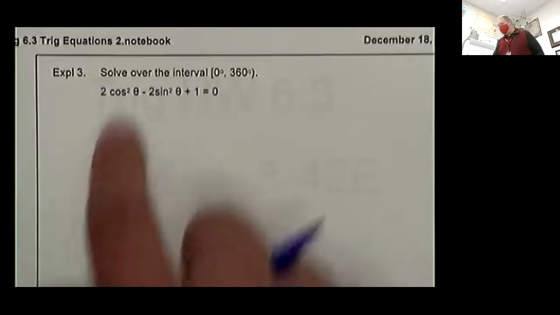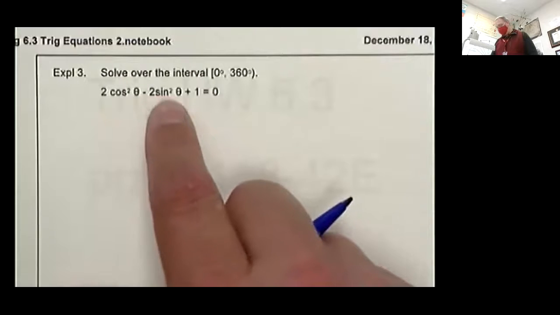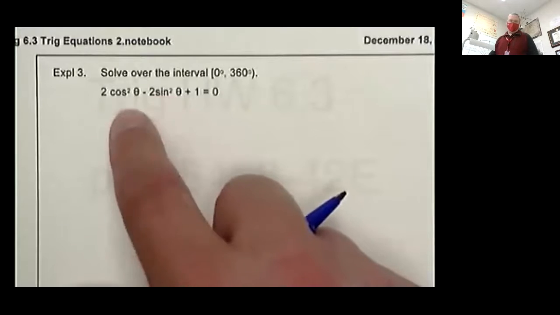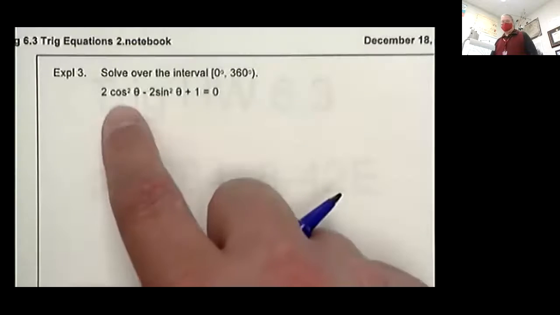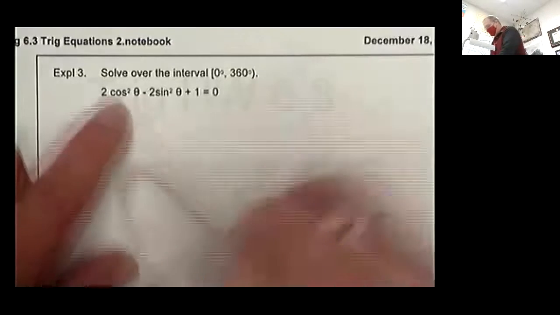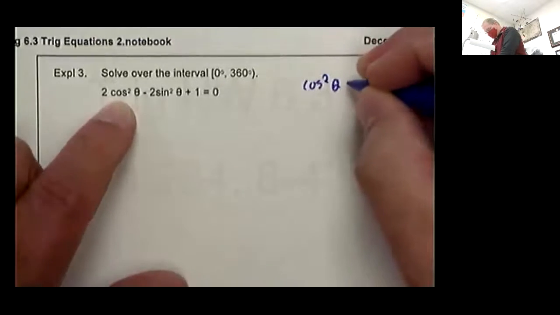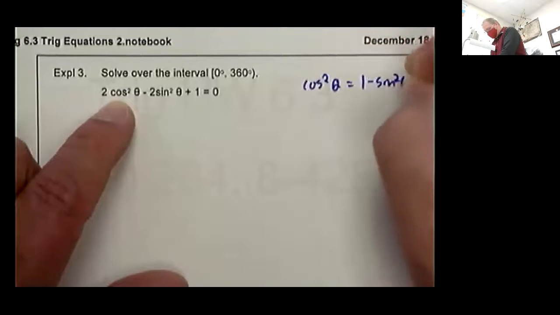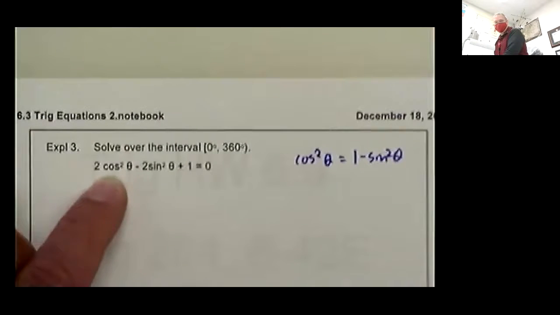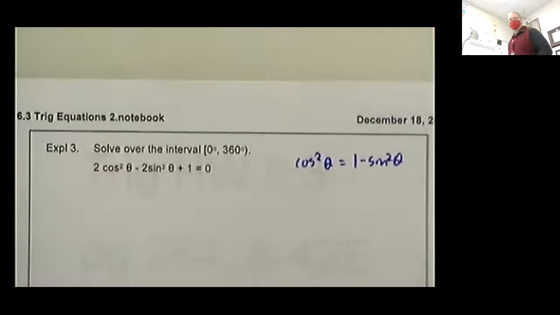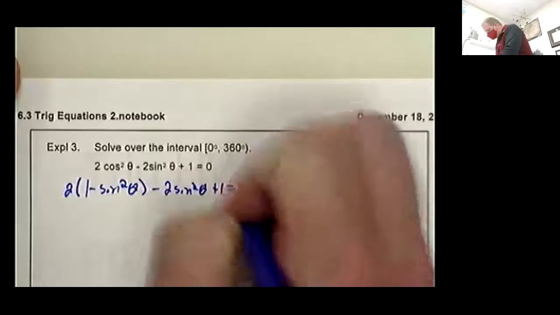But we need to look at this and recognize we have a cosine squared and a sine squared, and we want to eliminate one of those so we can solve. But we know that sine squared plus cosine squared is equal to 1. So we're going to set cosine squared of theta equal to 1 minus sine squared of theta. So we're going to, again, use an identity to get rid of cosines so we can combine all the sines and then solve. So this is going to be 2 times 1 minus sine squared theta minus 2 sine squared theta plus 1 is equal to 0.